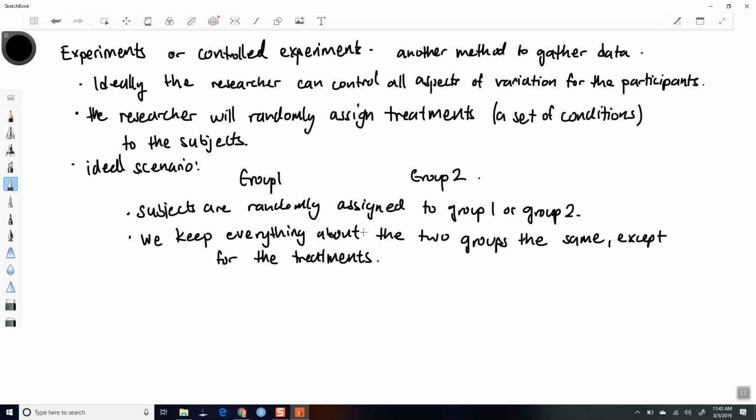Okay, so we'll say, you know, maybe group 1 gets treatment 1, and group 2 gets treatment 2. Okay, and then at the end of the experiment, if there's any difference in the outcomes, we can attribute that difference in outcomes to the different treatments.